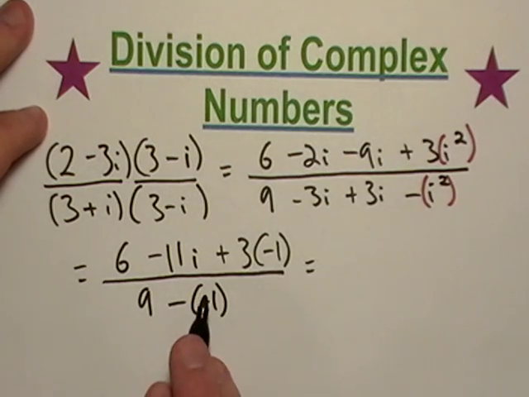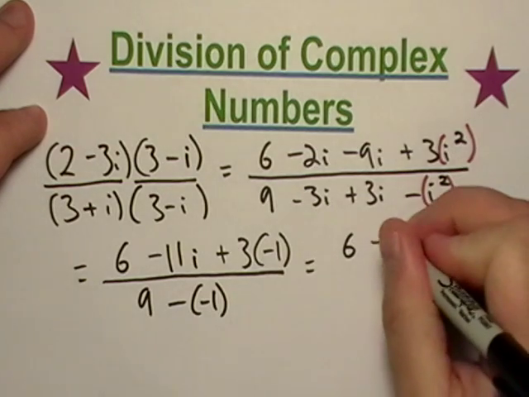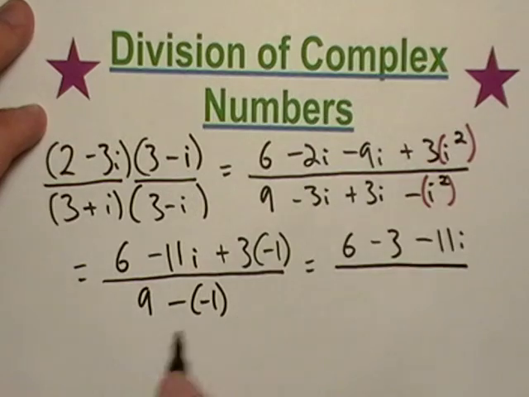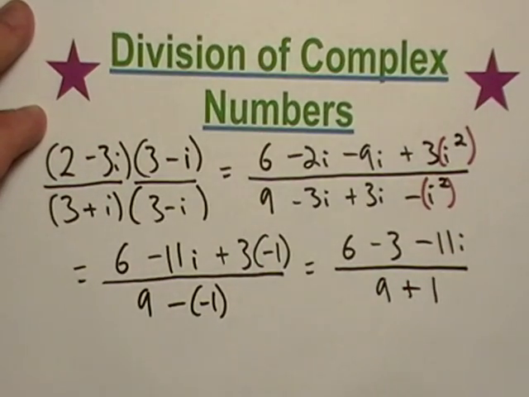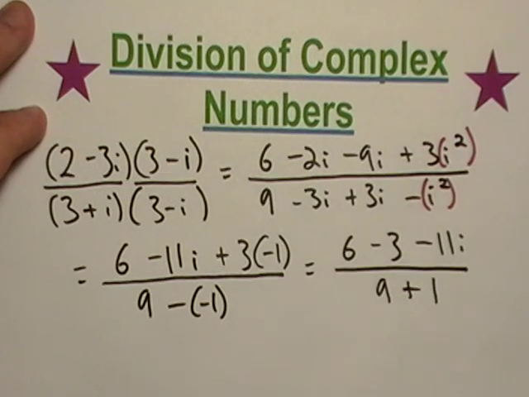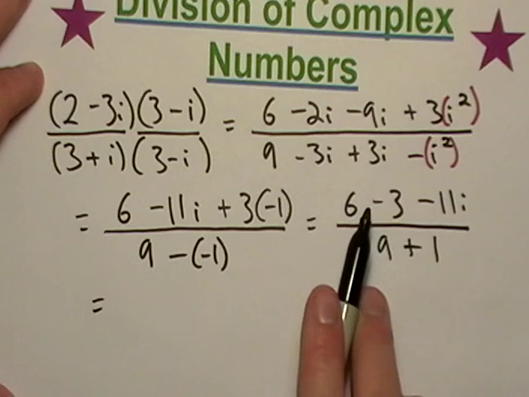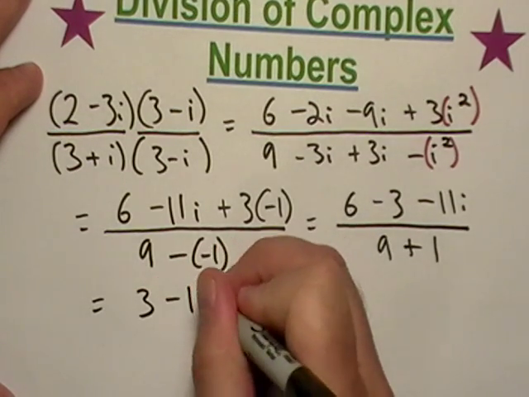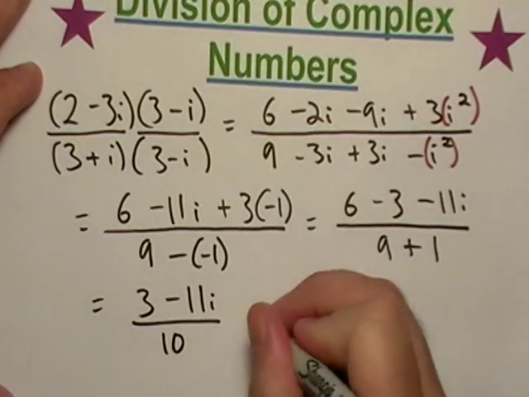So now I'm going to group my like terms. I'm going to have a 6. So this is going to turn into a -3. And this will be 9. This will turn into 9 plus 1, because 9 minus -1 is just 10. So here we go. So 6 minus 3, that is 3, minus 11i over 10.